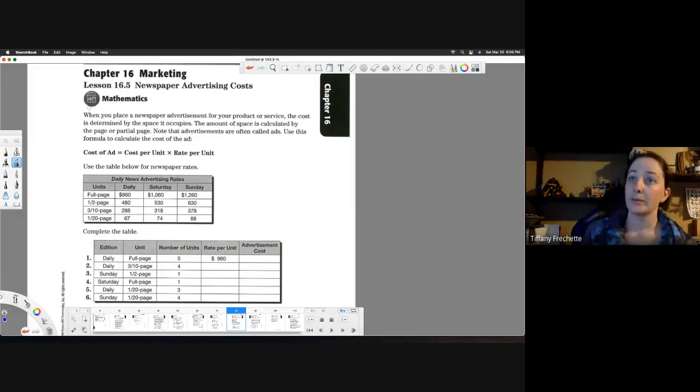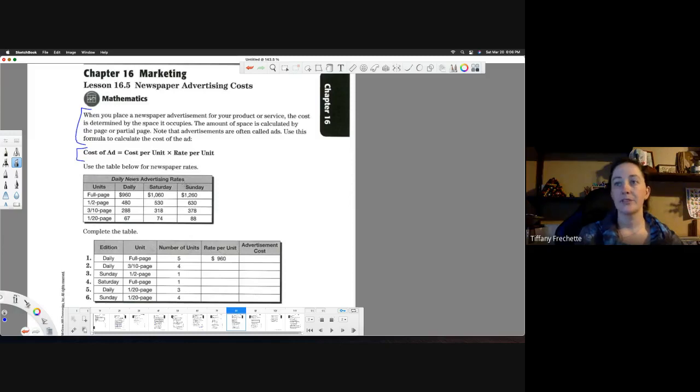All right, let's go ahead and read the summary here. When you place a newspaper advertisement for your product or service, the cost is determined by the space it occupies. The amount of space is calculated by the page or partial page. Note that advertisements are often called ads. Use this formula to calculate the cost of the ad: cost of the ad equals cost per unit times the rate per unit. And then they give us this table. Use the table below for the newspaper rates.